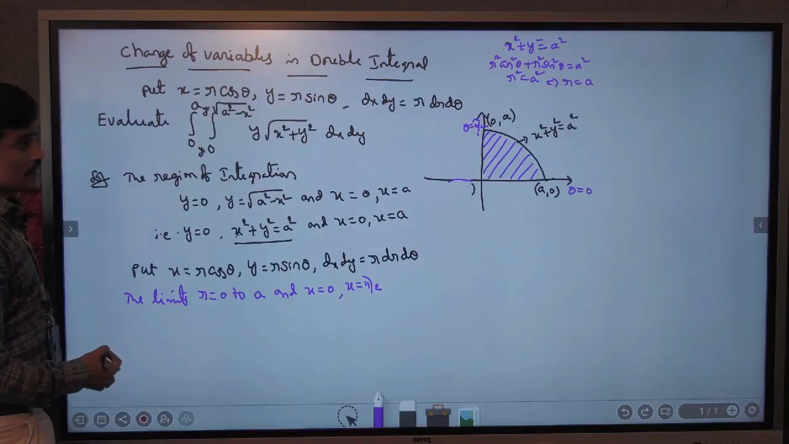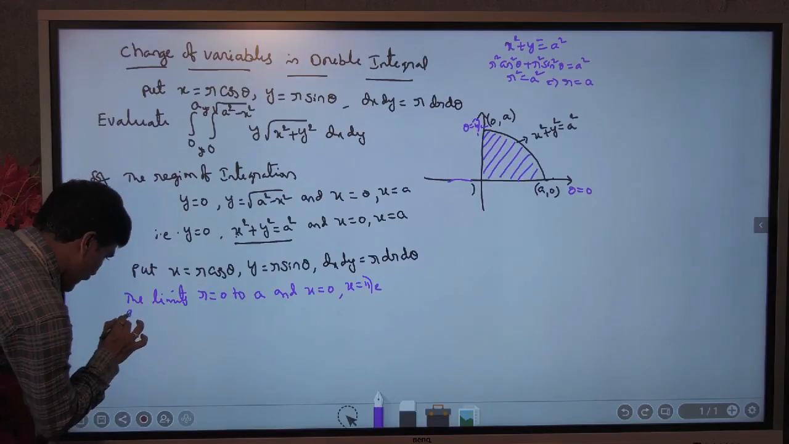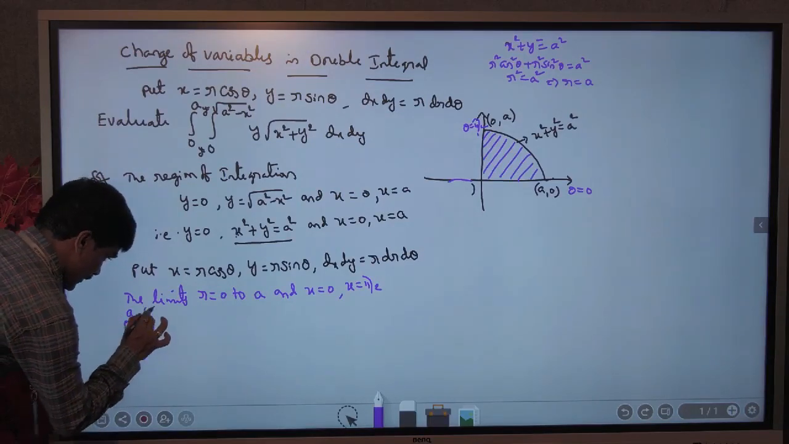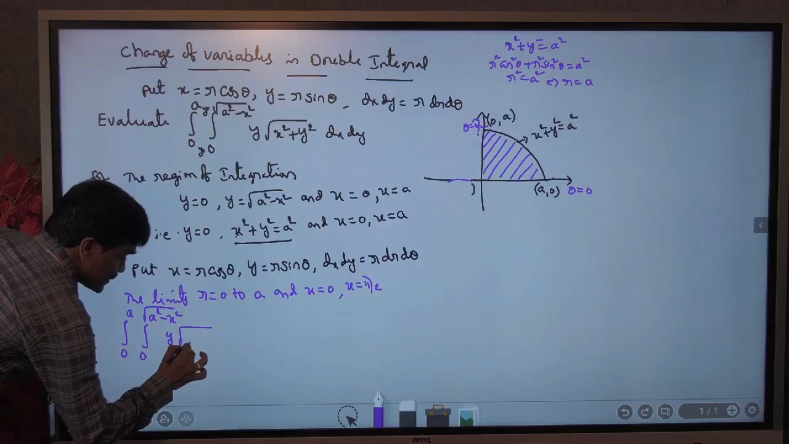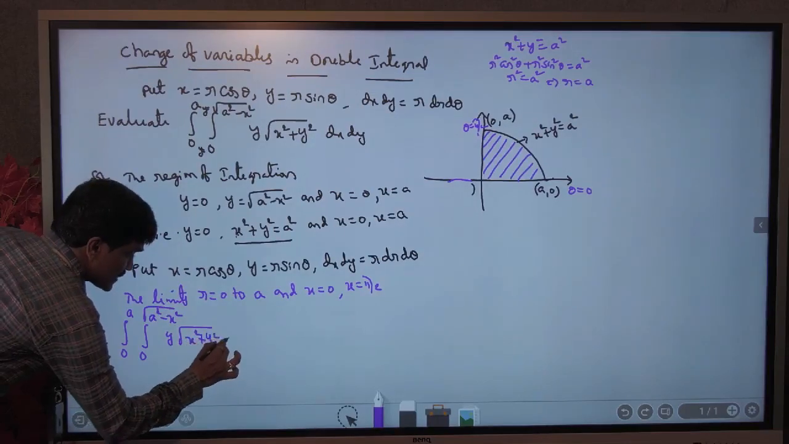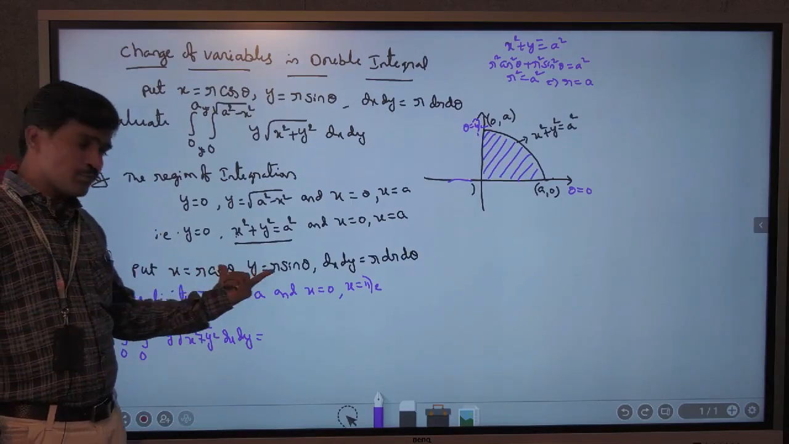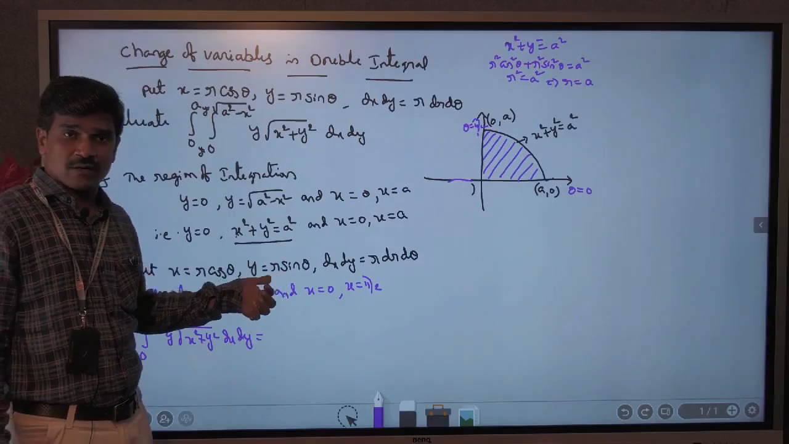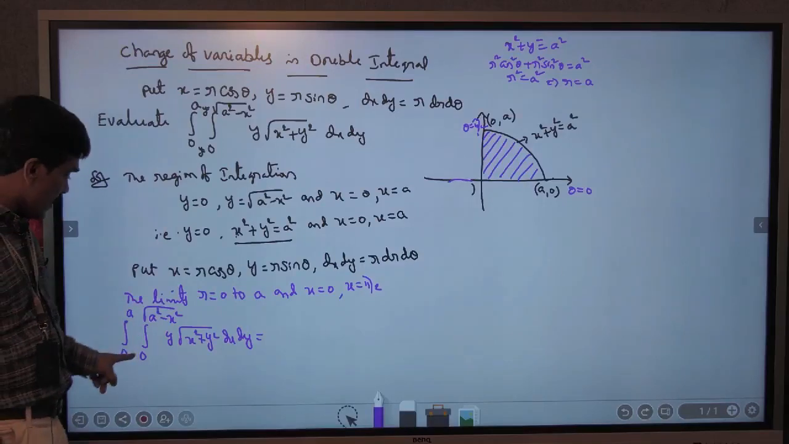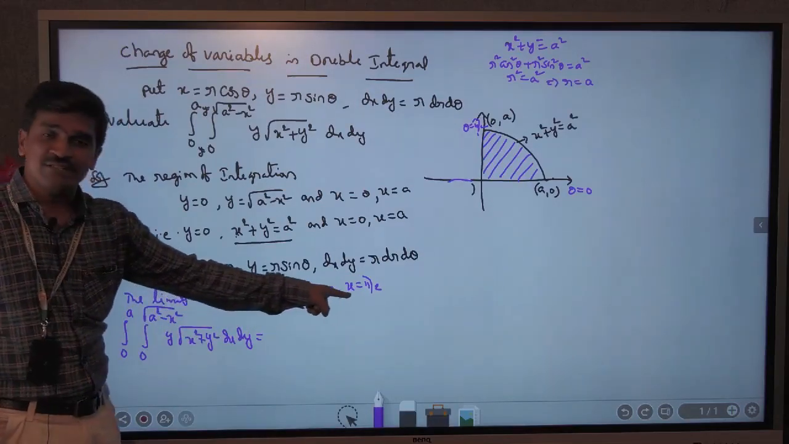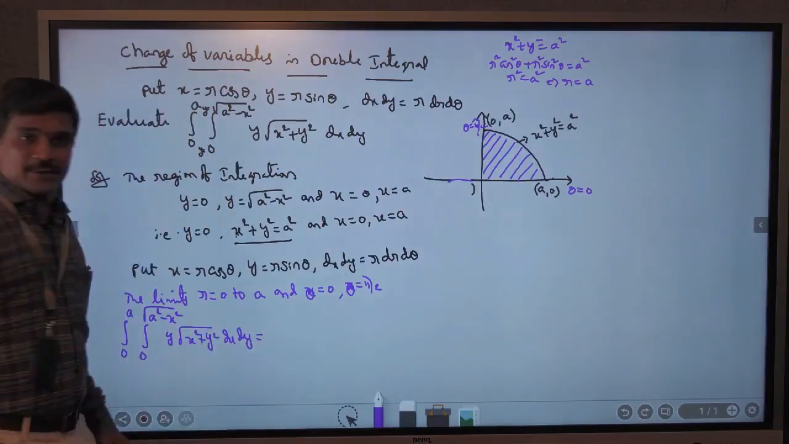Now write the given integral. What is the given integral here? Integral 0 to a, integral 0 to square root of a square minus x square, y into square root of x square plus y square dx dy. This is our problem, right? After converting to polar form, we take the substitution x is r cos theta, y is r sin theta. In this integral, r varies from 0 to a and theta varies from 0 to pi by 2, right?